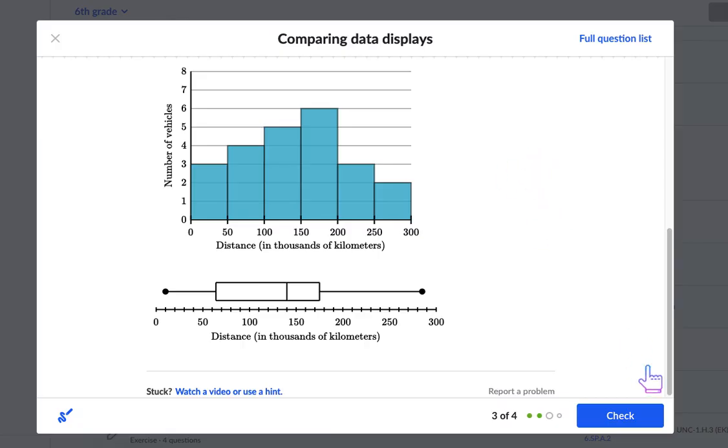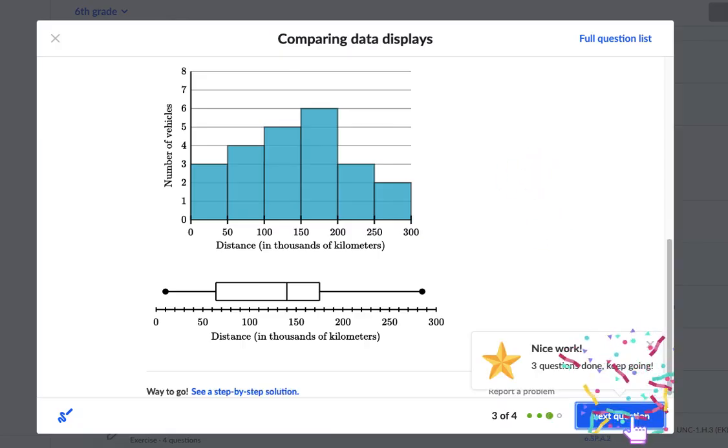Okay, so they all have pros and cons. Let me know if you have any questions as you work on these problems, and just remember that it should be pretty obvious which one's easier to figure out that question. If you have to do some calculations, probably doesn't make that graphical display the best one.